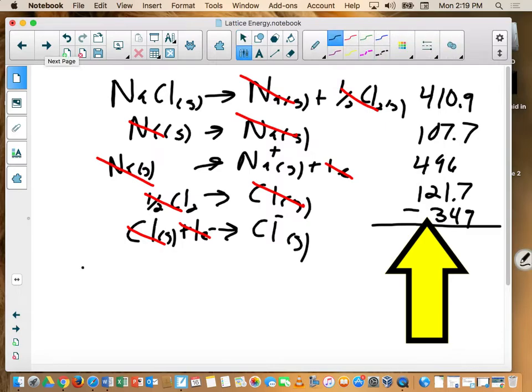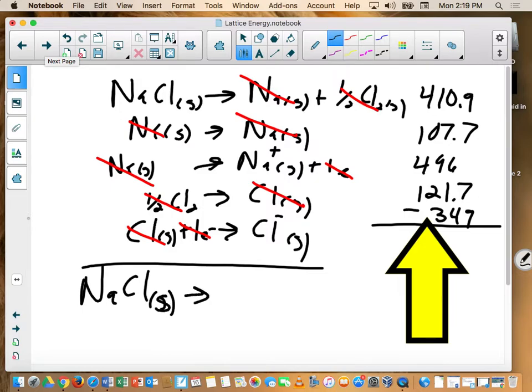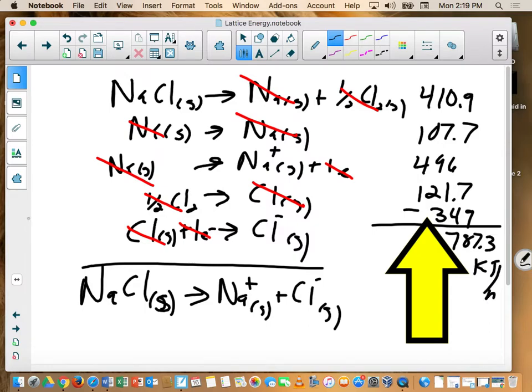In my end then, I have, and this is the process of lattice energy, NaCl solid going to Na plus gas and Cl negative gas. We add this up and we don't work sig figs. The answer is 787.3 kilojoules per mole.